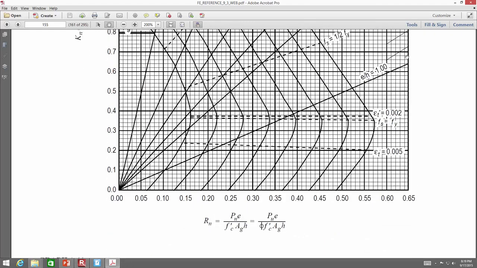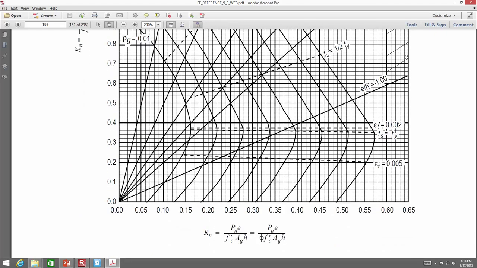Now you have an X and Y axis. Typically you would be given a problem with a load demand and a moment demand, so a factored moment and a factored axial load, a factored Pu and factored Mu. Based on a phi value of 0.65, you then calculate a required Pn and a required Mn. The ratio of those two is your eccentricity, e, right?